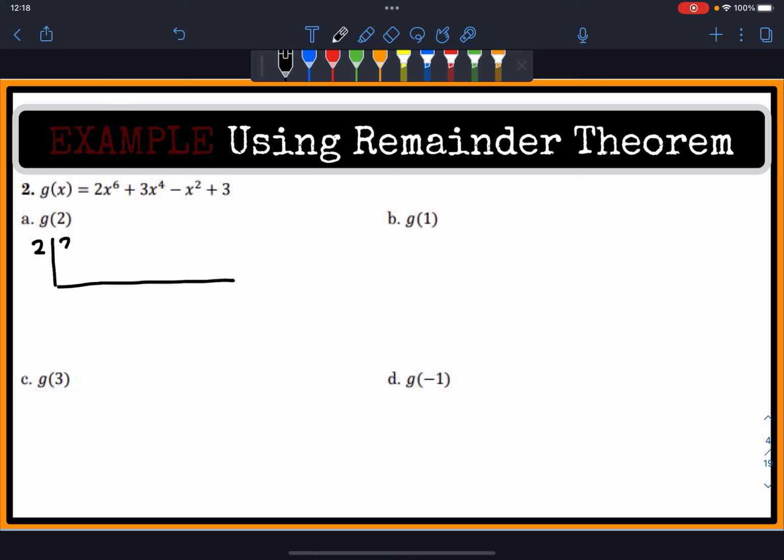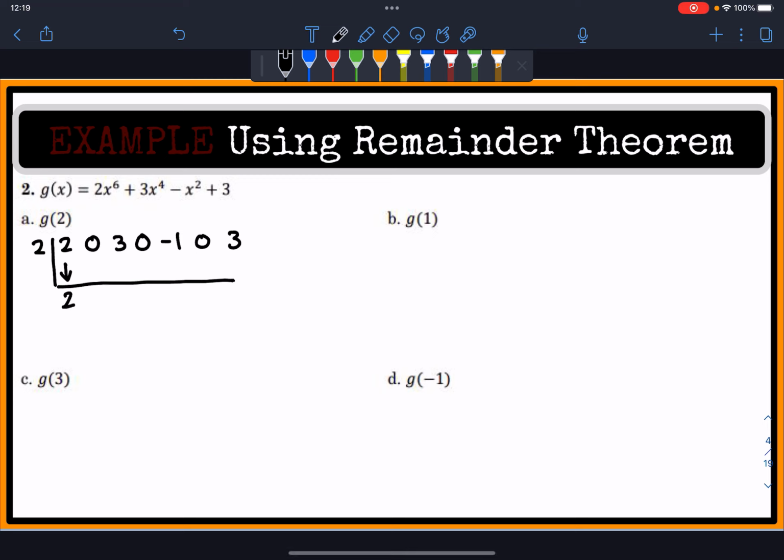So we start off with 2, but since there's no x to the 5th power, we're going to put 0 for that place. We have an x to the 4th, which is 3. No x to the 3rd power, so we put a 0 for that one. We have an x to the 2nd power, which is negative 1. The coefficient to that is negative 1. There's no x to the power of 1, no linear term, so we're going to use 0 for that place value, and then the 3 at the very end.